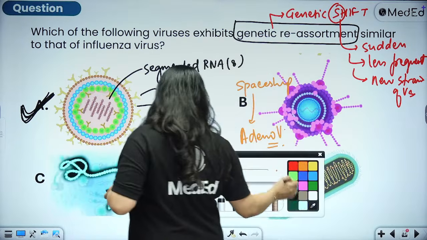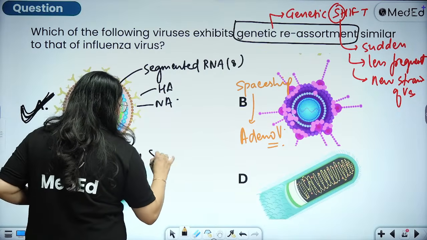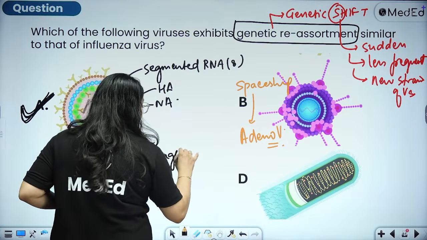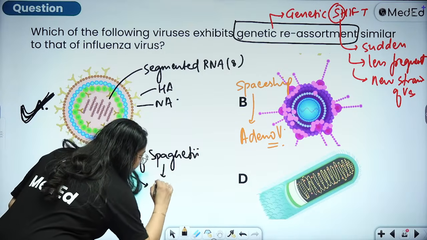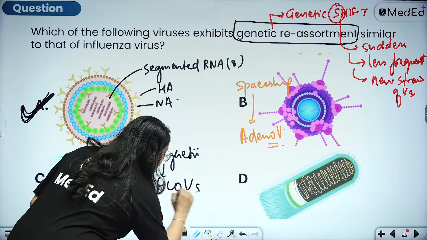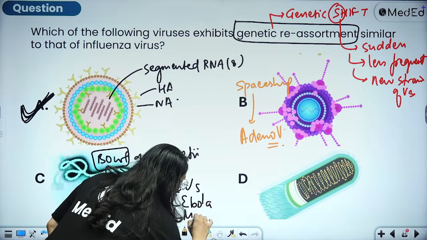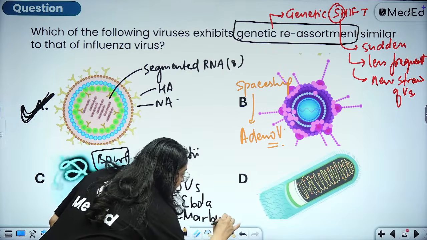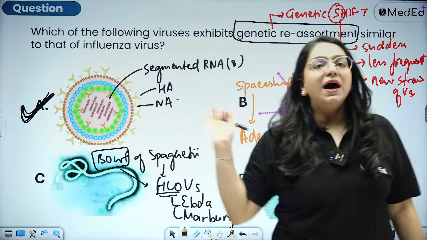This is the bowl of spaghetti. Spaghetti is filamentous, filoviruses. Ebola and Marburg. These are viruses with very, very high fatality. Marte hain, they kill, so Marburg.